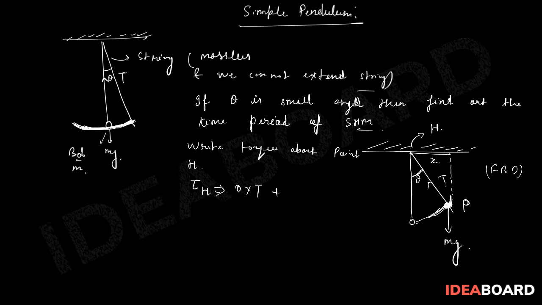Plus because of this mg, now the perpendicular distance. Understand this force mg is trying to draw the pendulum back like this, so this is definitely the perpendicular distance, and we know that the magnitude of torque is r perpendicular into F. So mg into the perpendicular distance x is the generated torque.